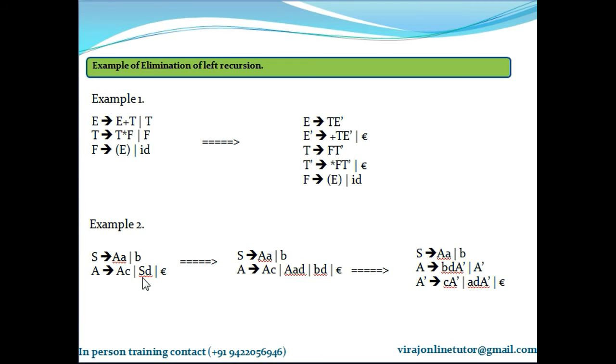So how to eliminate indirect left recursion? It's very easy. Just order the non-terminals in a particular order. So S, you can order them in the way in which it is given to you. So S is the first, A is next. Then after you order them, check whether the leftmost symbol is a non-terminal which is defined on top of it.